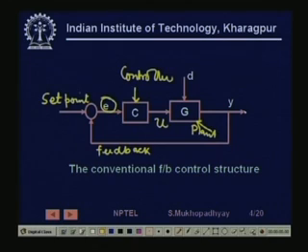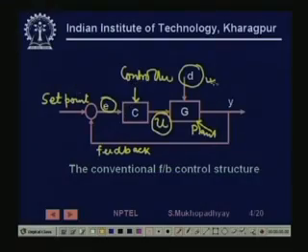Now, as we have discussed before, the plant has several sources of disturbances, other factors which are beyond our control also affect the output. It is not only you who affect the output, but there are other factors which also affect the output and which are beyond our control. Typically such factors we call a disturbance.